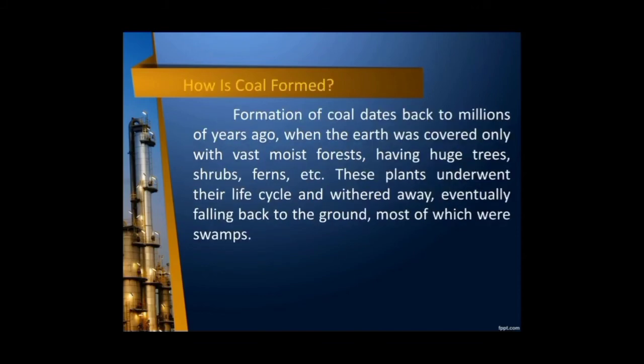How is coal formed? Formation of coal dates back to millions of years ago, when the earth was covered with vast moist forests having huge trees, shrubs, ferns, and so on. These plants underwent their life cycles, withered away, eventually falling back to the ground, much of which were swamps. New plants replaced them, they went through a life cycle, and the whole process continued repeatedly over the years, as a result of which the earth bed started accumulating all these dead plants.